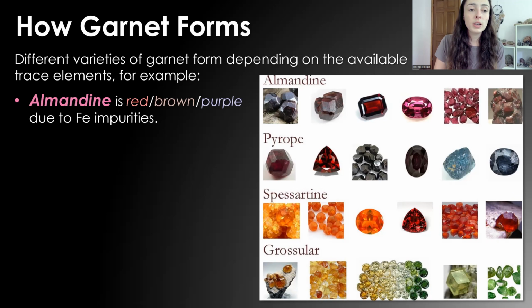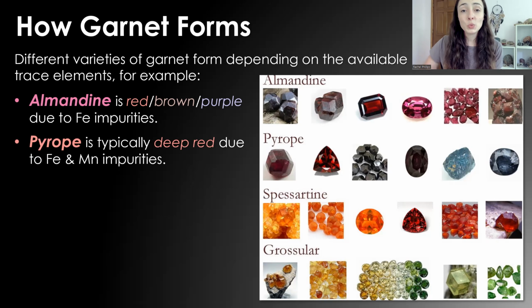For example, almandine is a variety of garnet that is typically red, brown, or purplish due to iron impurities. Again, iron is one of those common impurities without a common cause. It causes many different colors depending on its oxidation state in the mineral and the mineral structure, as well as other impurities. For example, pyrope is typically a deep red due to both iron and manganese impurities. So the additional presence of other impurities can cause iron's effect to be different.